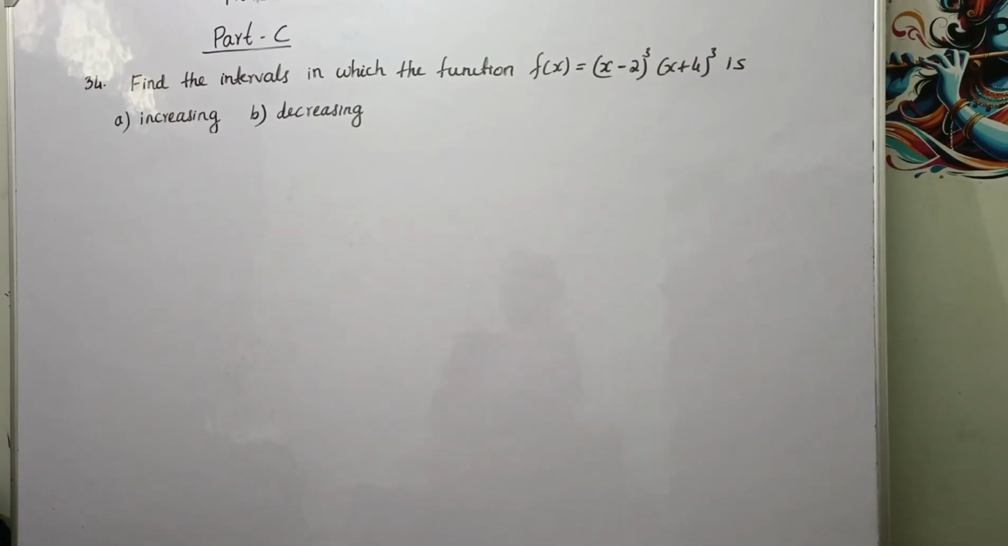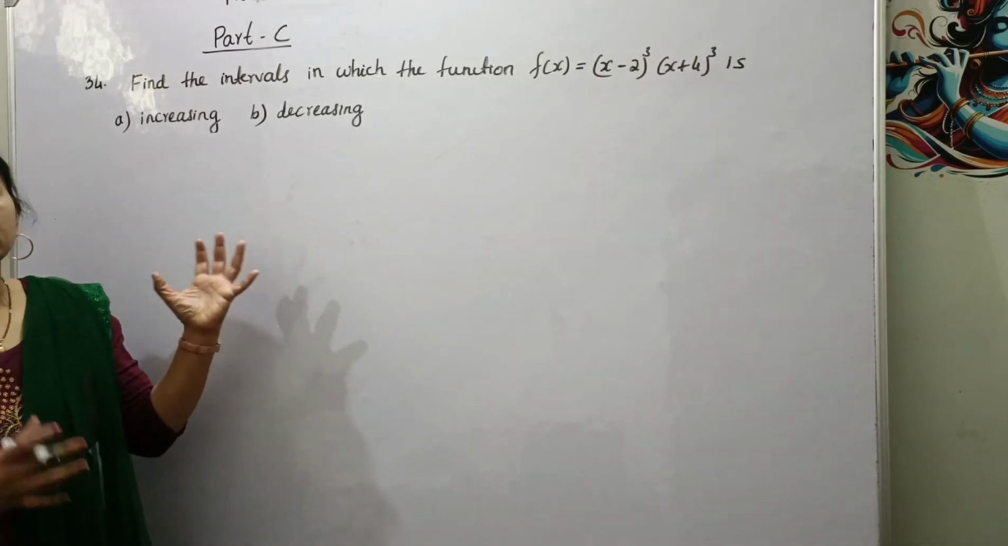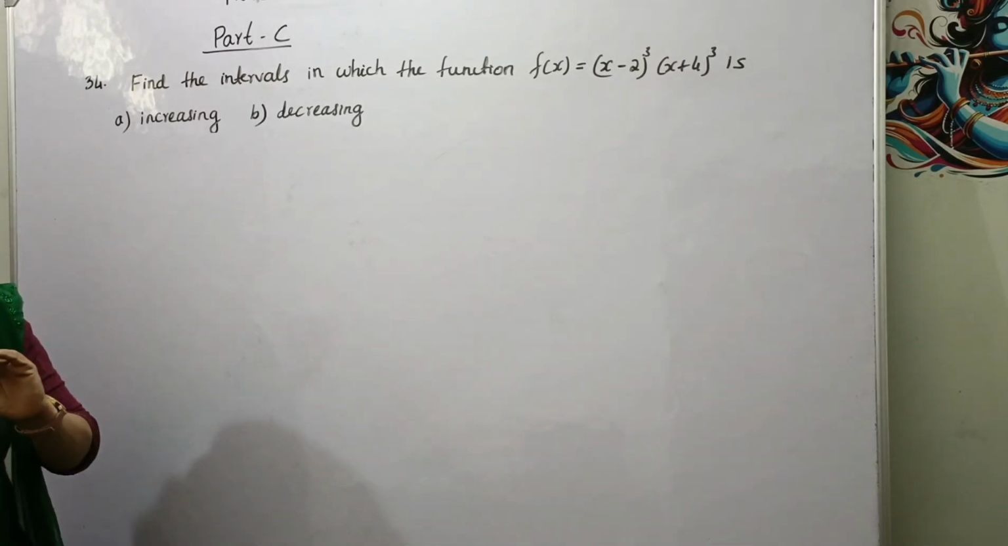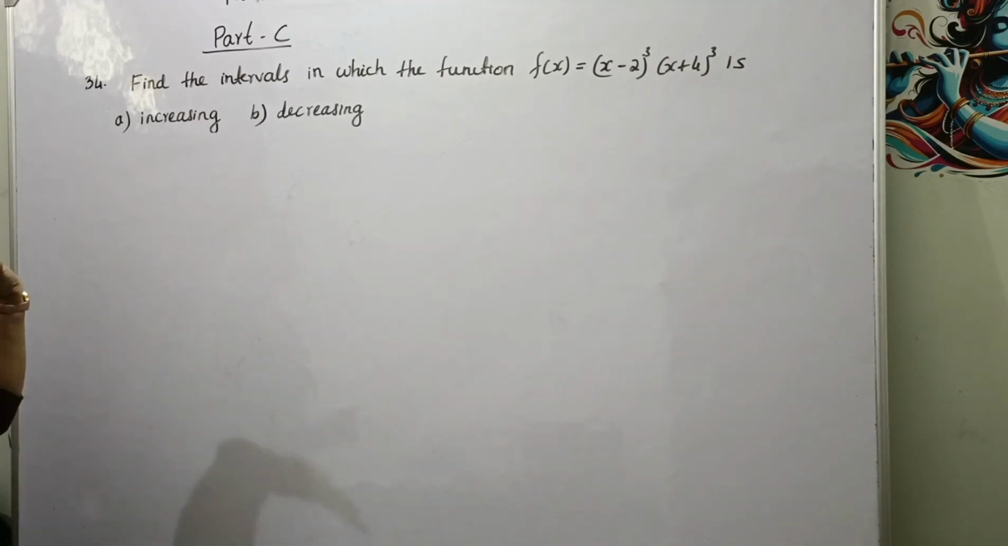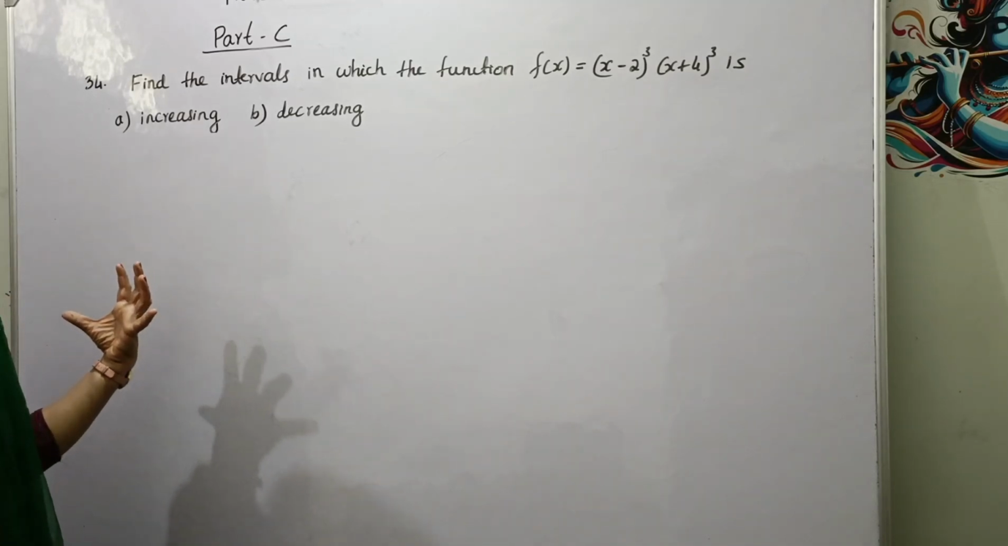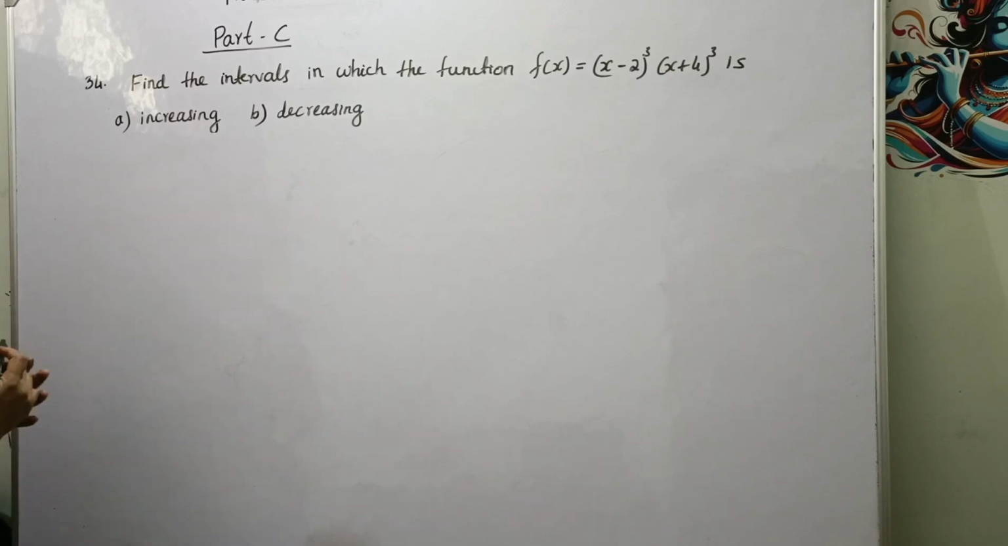Next question is, find the intervals in which the function f of x is equal to (x minus 2) whole cube into (x plus 4) whole cube is increasing and decreasing. Here we have to find the intervals in which the given function is increasing and decreasing. For that we need to find critical points. To find the critical points, we have to find f dash of x and put f dash of x is equal to 0.